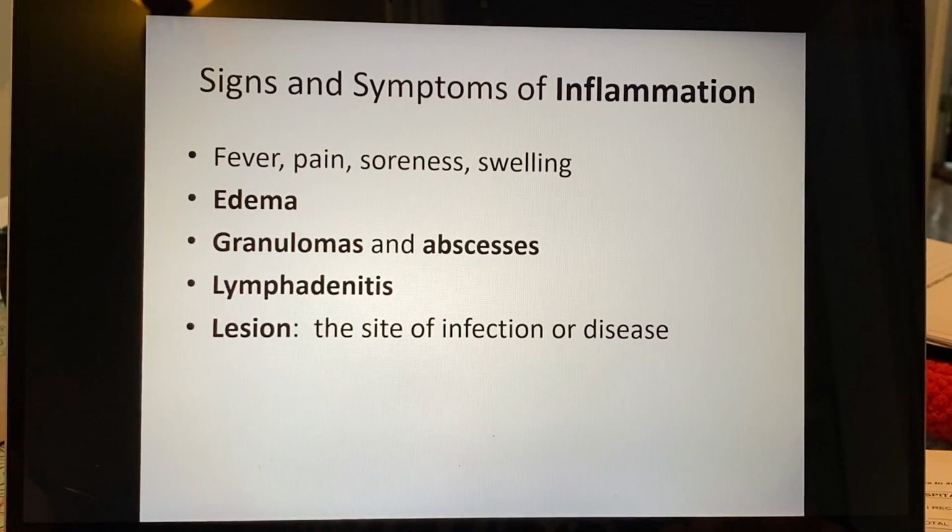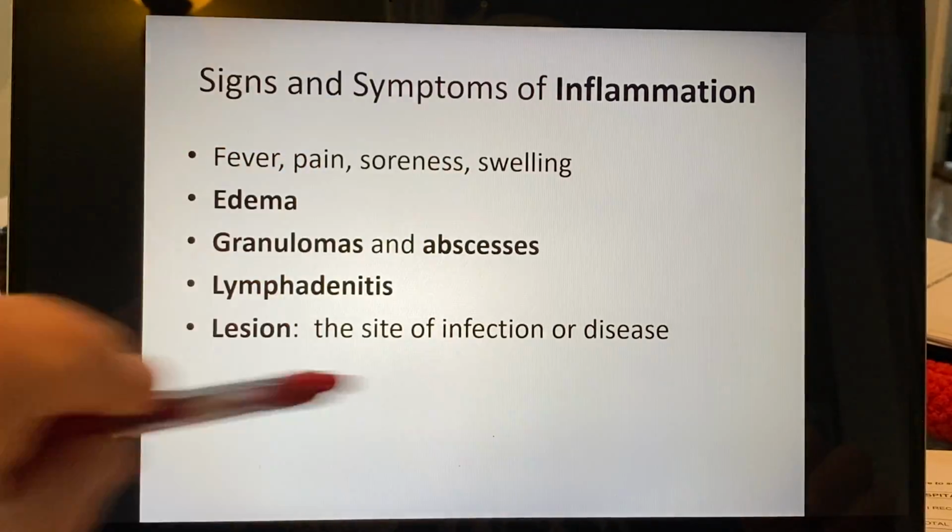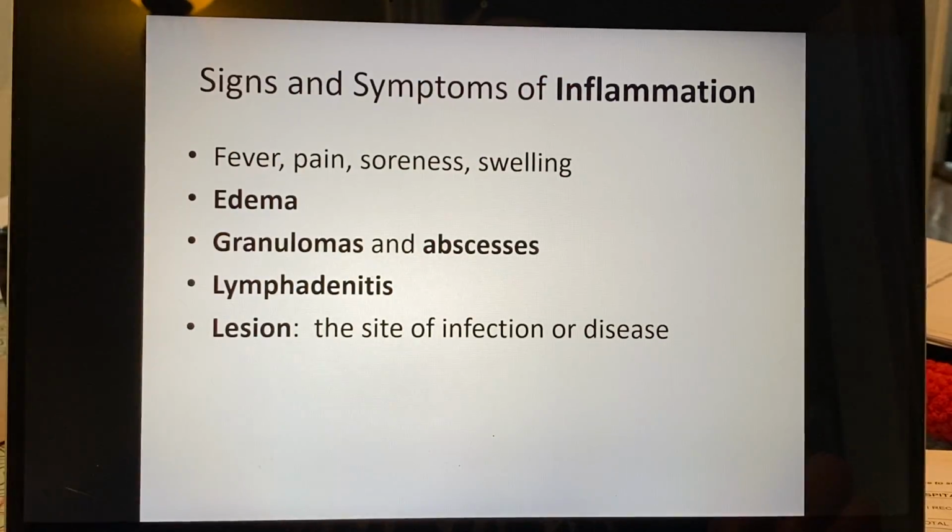Okay. I'm going to skip this slide because we are going to get into inflammation a lot in chapter 16. So I'm just going to hold off on that. Do not worry about this slide.